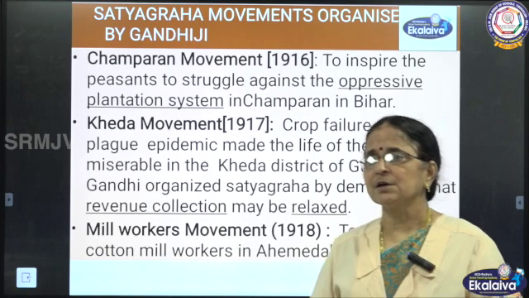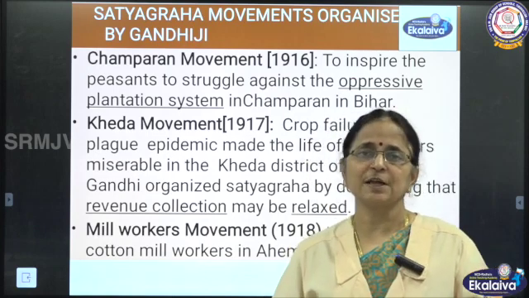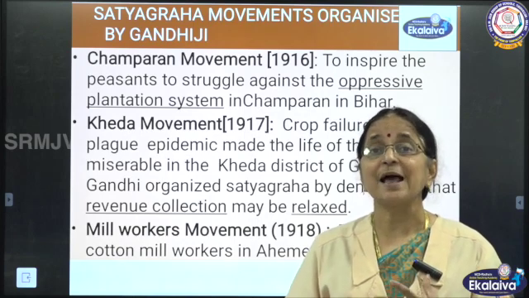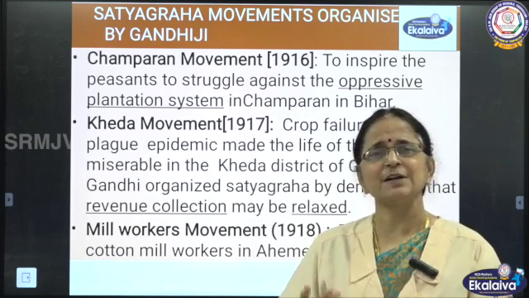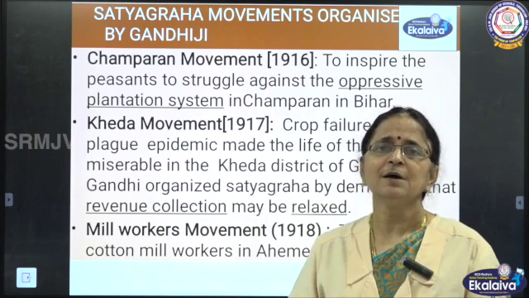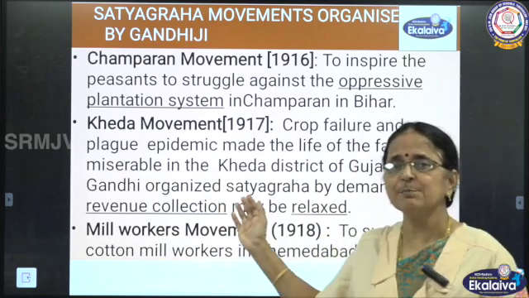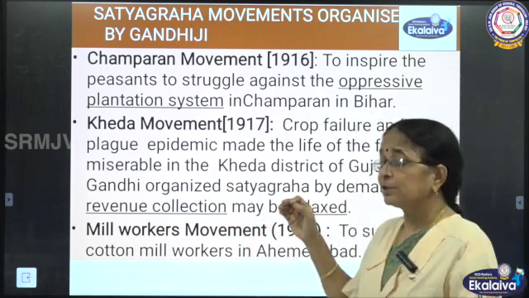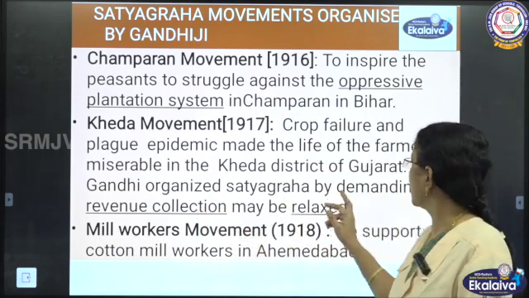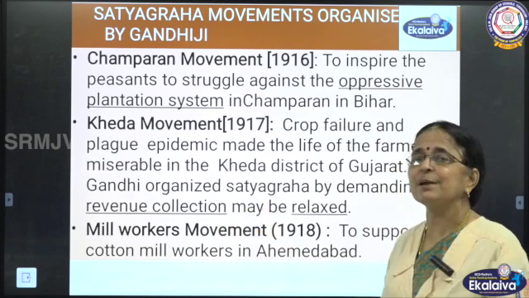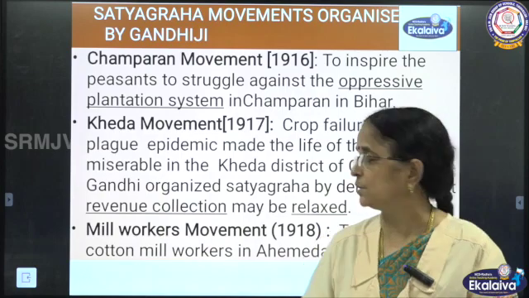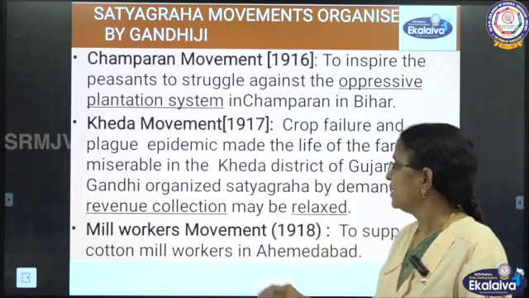Even during the period of the Mughals, we can see that whenever there was a monsoon failure or anything, there were some relaxations in paying the revenue. The rulers would reduce the revenue or waive it off. But under the British, nothing was done. So the peasants had to pay the revenue. So Gandhiji organized Satyagraha, demanding that revenue collection be relaxed. He wanted some relaxation in the revenue collection, and for that he was supporting them.